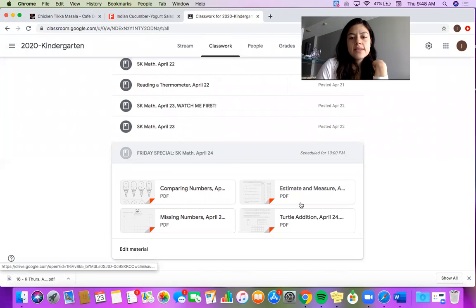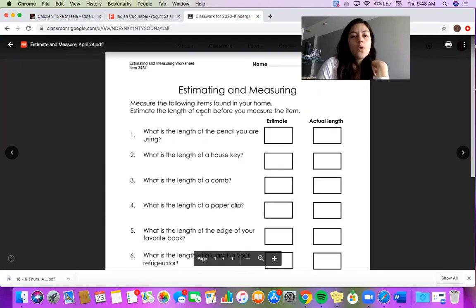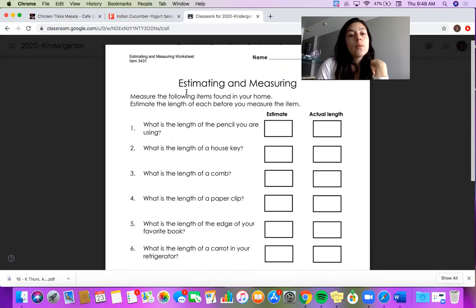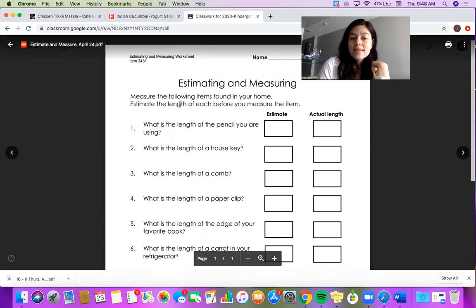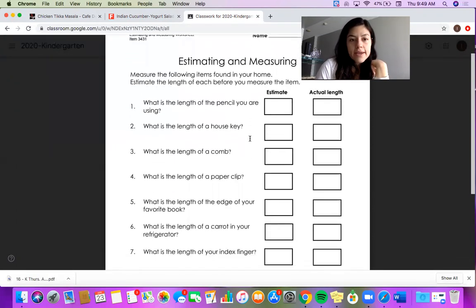Next handout is an estimate and measure activity. So all you'll need for this is some household items. It says here, measure the following items found in your home. First, you'll need to estimate the length of each item, and then you're going to actually measure it. So all these items should be quite easy to find.